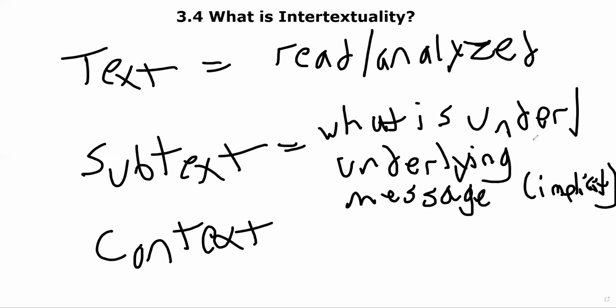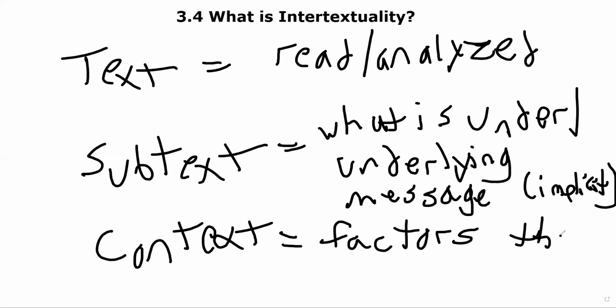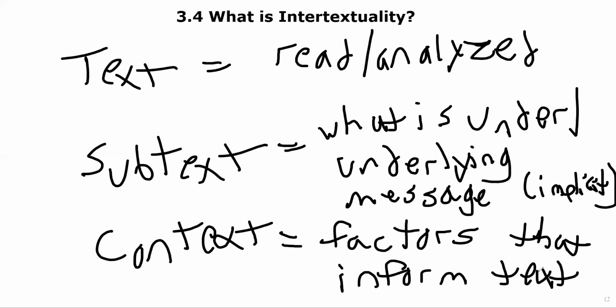And then finally, we have context. Context refers to the factors that inform the text. So we can think of this as the time period in which the text was written, the upbringing of the author, religious, political, social beliefs, and so on. Anything that contributed to the creation of the text would be an example of context. We can also include in here literary movements and artistic movements that contributed to the text style and to its priorities. All right, so now we should have a clear understanding of text, subtext, and context.